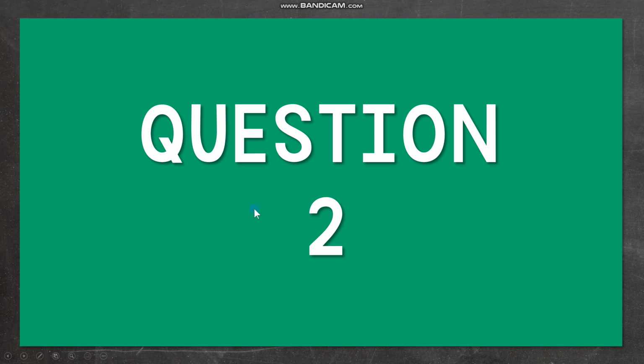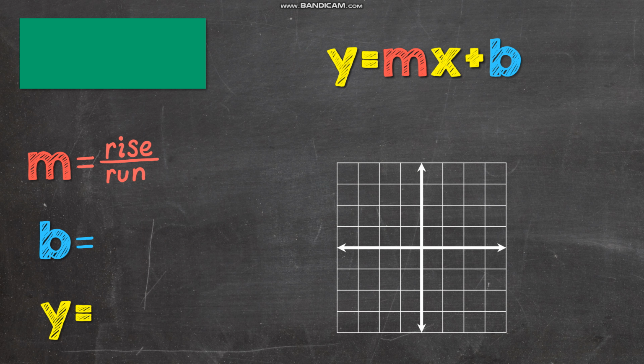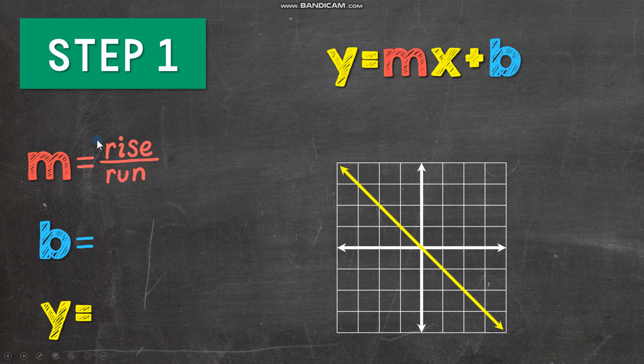Let's do another example. All right, same steps, different line. Our first step is to find the slope. So I need to choose 2 points. It doesn't matter which 2, so I'm going to pick this one here and this one down here.